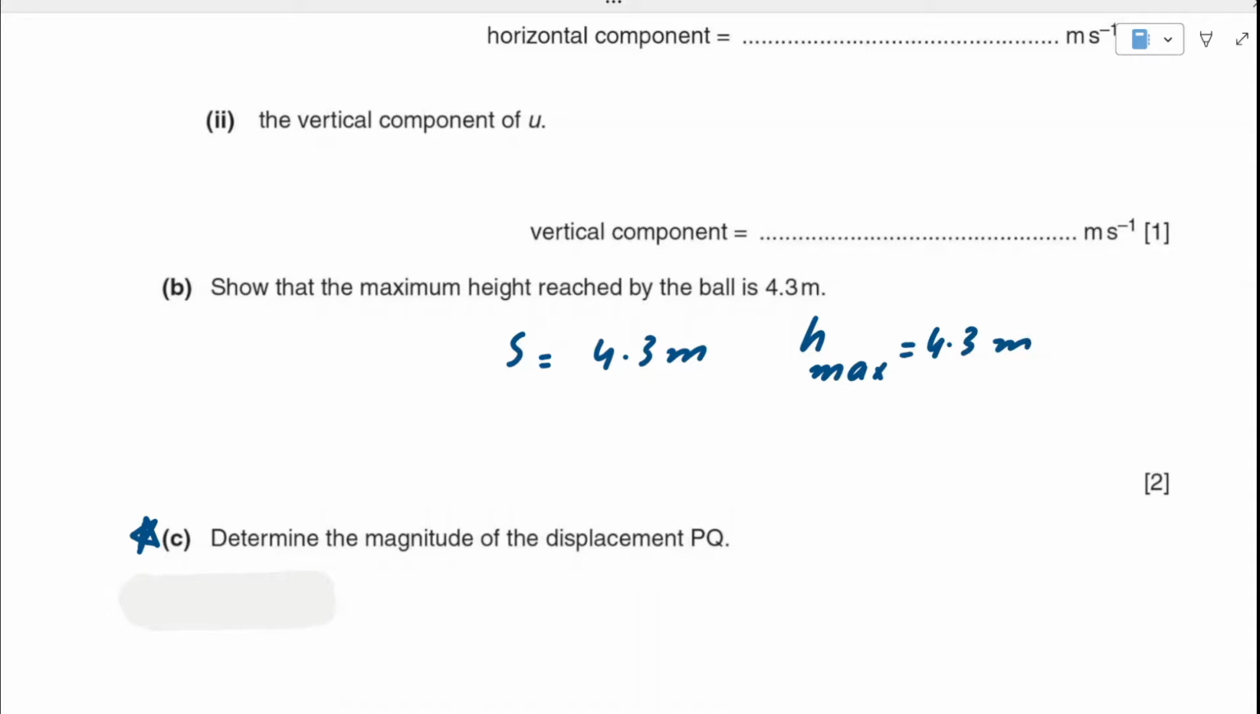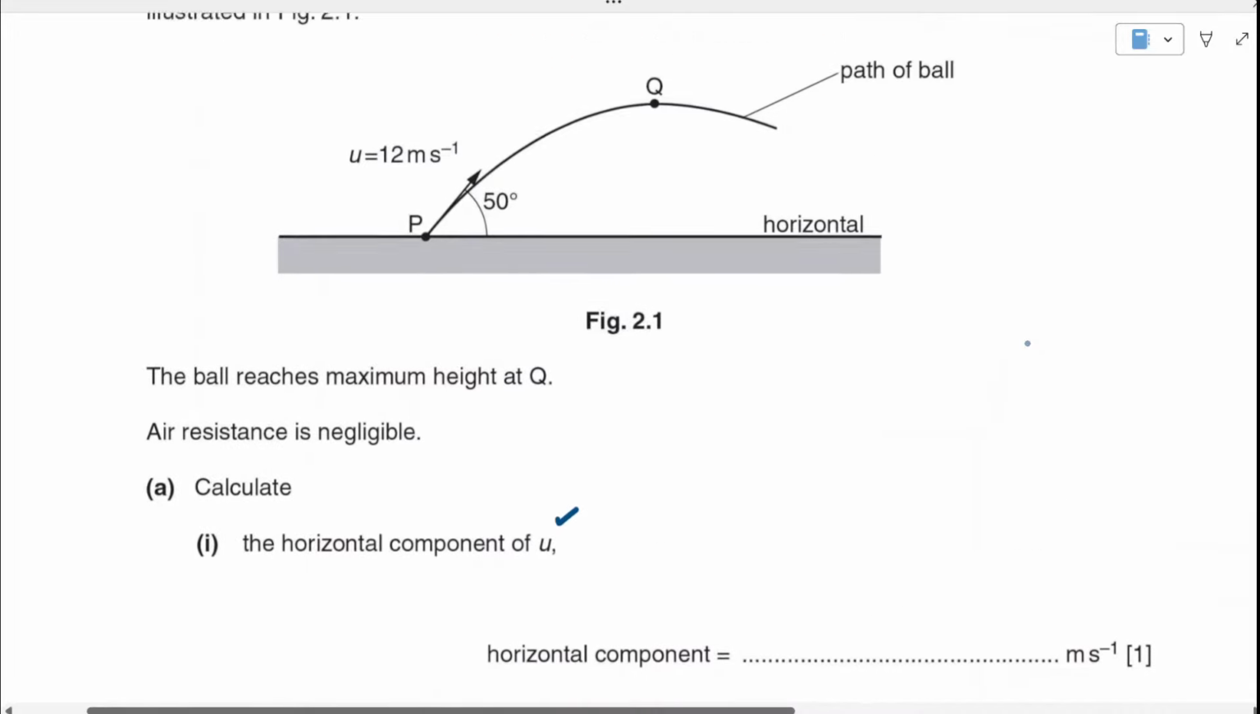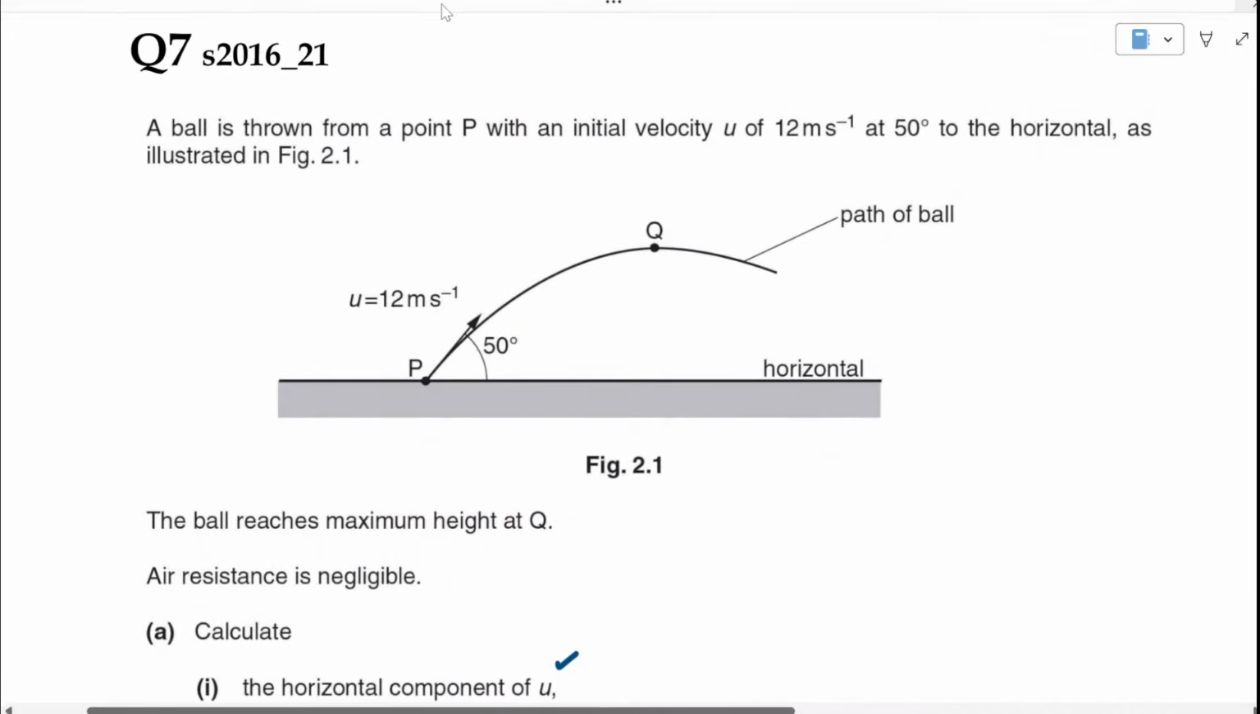Let's move on to the last part, which is the most important one for 4 marks. Determine the magnitude of the displacement PQ. If I get back to the diagram, the displacement PQ would be this one, from here to here, this one.